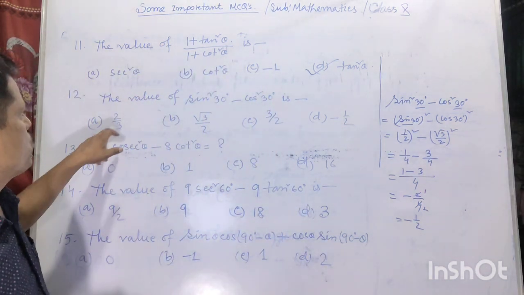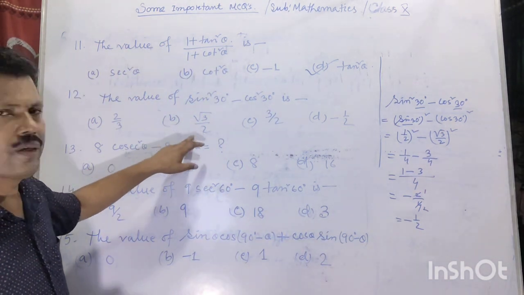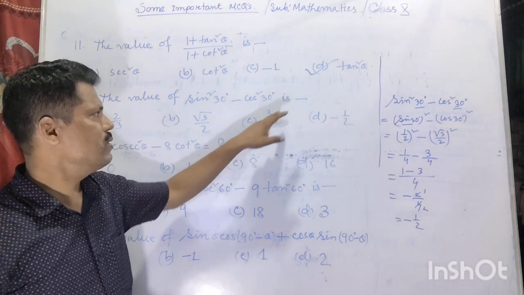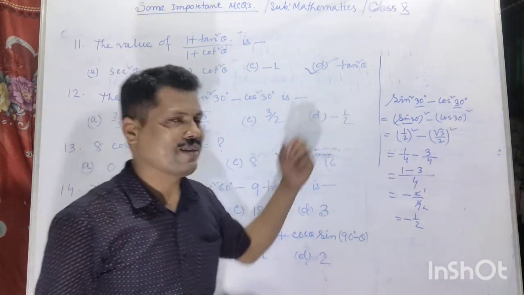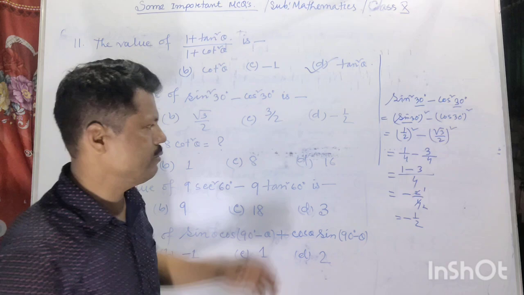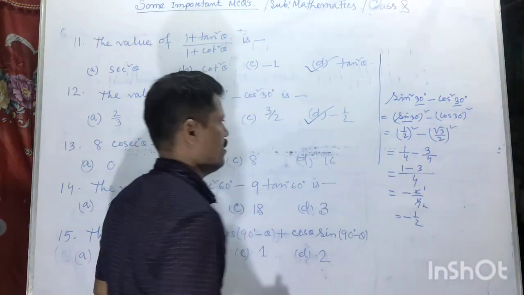Option A is 2 by 3. Option B is 3 by 2. And option C is 3 by 2. And option D is minus 1 by 2. That is half. Option D is here, minus half.